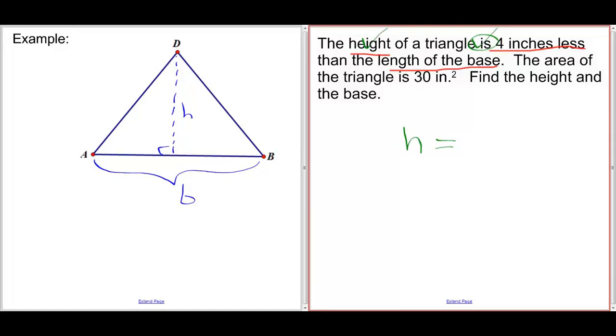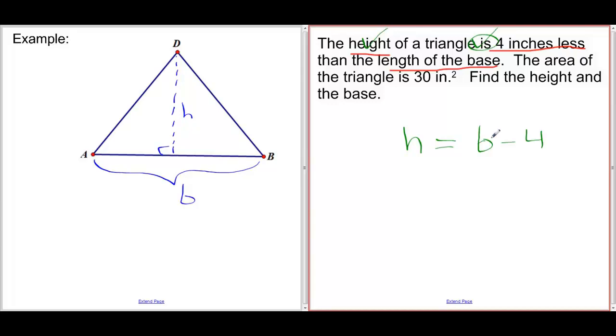And I'm going to say 4 inches less than the length of the base. Well, whatever the length of the base is, I've got to take 4 from that. So it's the base minus 4, right? The base, and then take 4 from that. So b minus 4. That's how you do this. h is equal to the base minus 4. If you take 4 inches from it, then you'll have the height. So h equals b minus 4, and now we need to do something with the area.